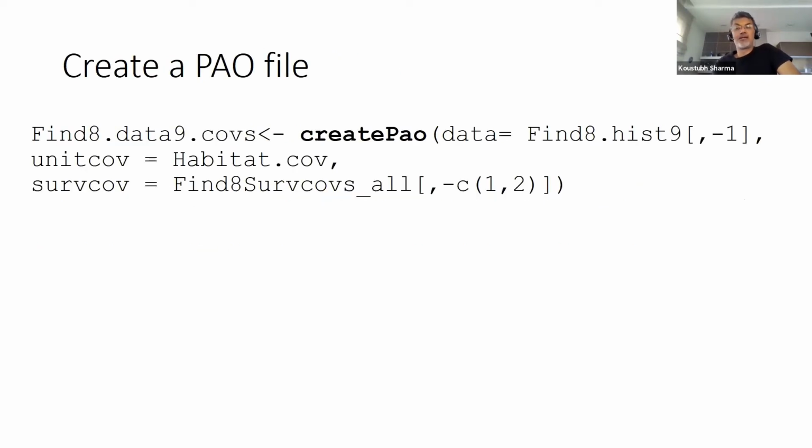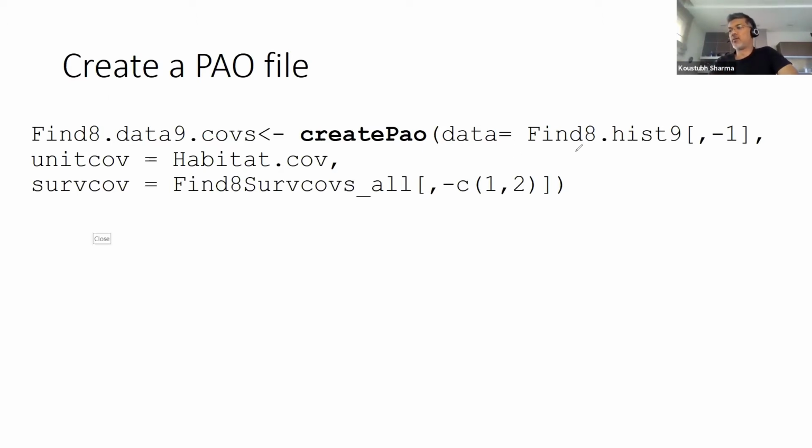So once you have standardized your data, then you create what we call a PAO file. It's funny, PAO, I think it stands for proportion of area occupied file, but you can call it whatever. Create PAO is a presence object. Your data is brought together: the site covariates, survey covariates, and the detection history. It's all brought together and converted into a single object.